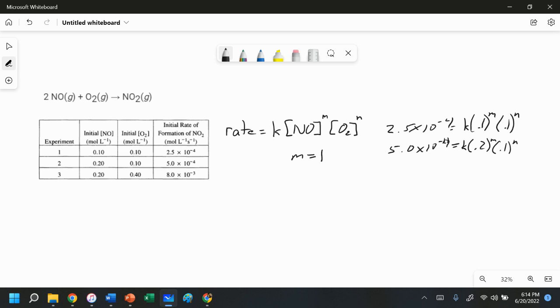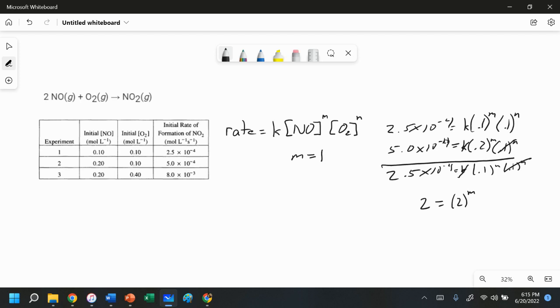So now we have our two equations here. If we take these two equations and divide them by each other, I'm going to divide the second equation by the first equation to make the math a little nicer. So I'm going to divide the second experiment by the first experiment. Watch what happens. This is where things are kind of neat mathematically. The 0.1 to the n power cancels because it's in the top and bottom. The k cancels because it's in the top and bottom. And 5 times 10 to the negative 4 divided by 2.5 times 10 to the negative 4 is 2. That equals 0.2 to the m power divided by 0.1 to the m power, which is 2 to the m power.